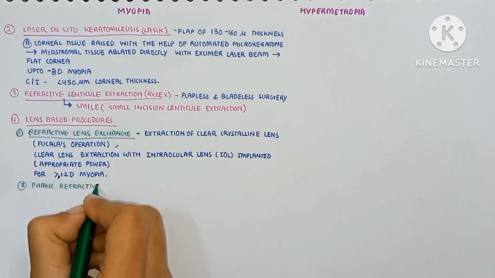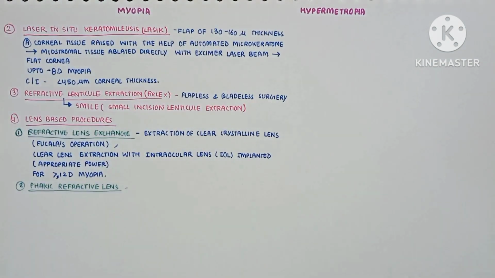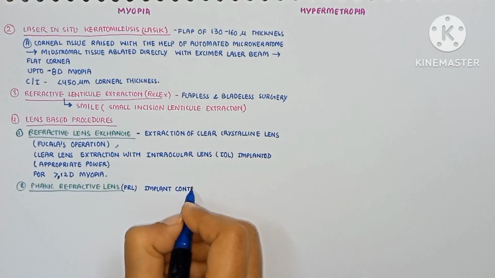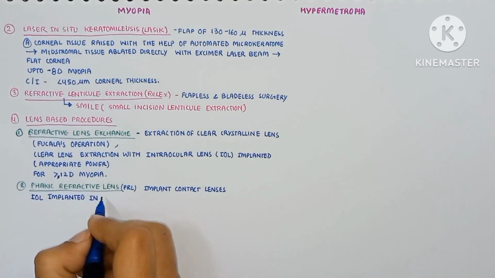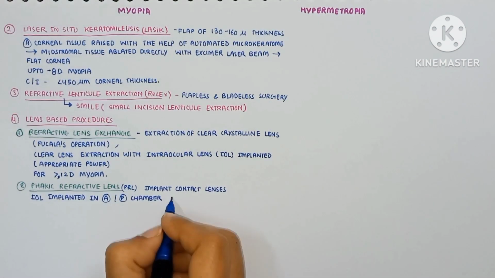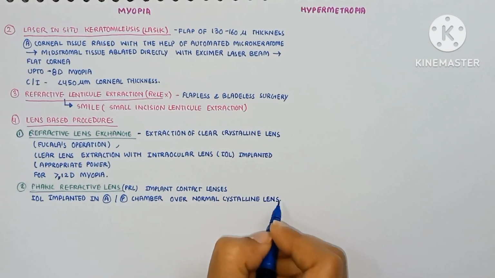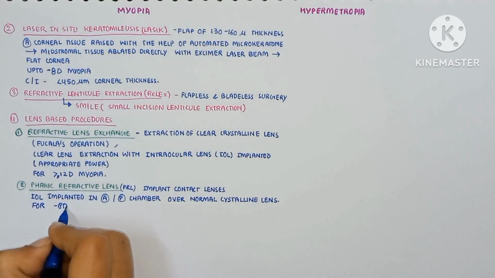The second is the phakic refractive lens, PRL, implantable contact lenses, intraocular lenses implanted in the anterior or posterior chamber over the normal crystalline lens. It is used in more than -8 diopter myopia.